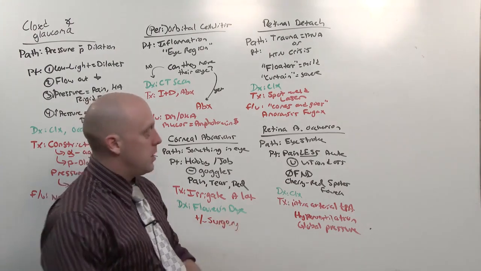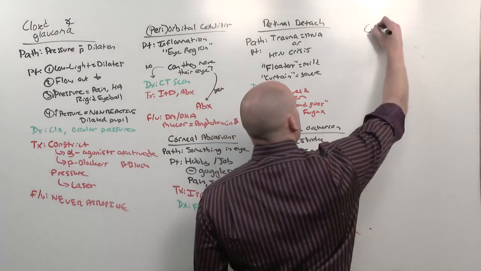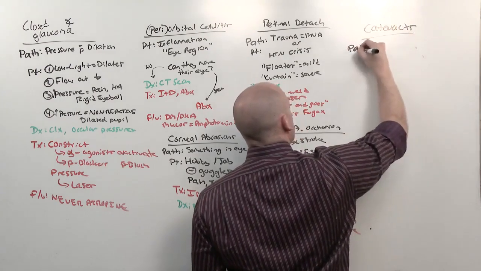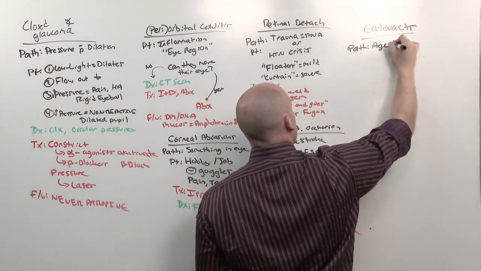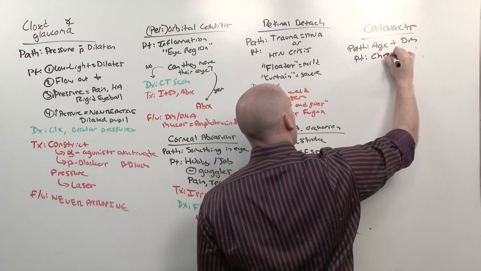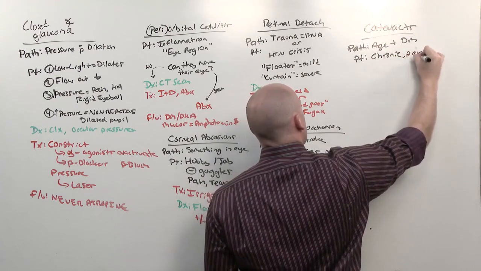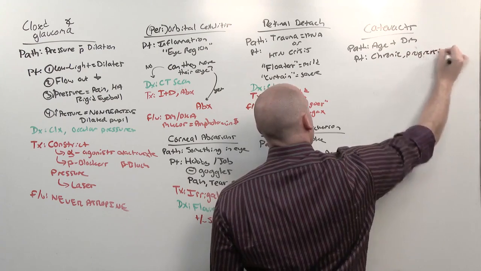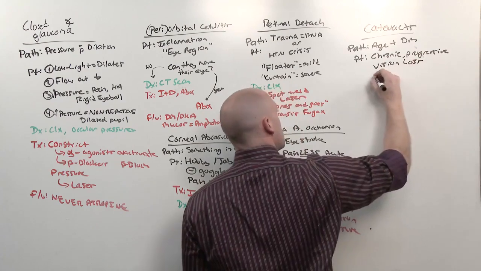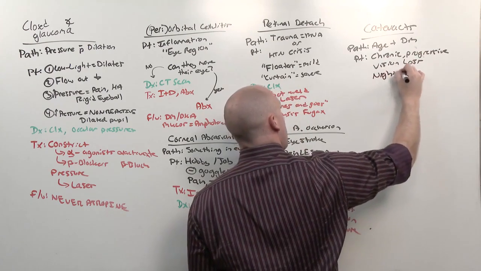We're almost done, getting to the end. Cataracts are next. Cataracts are caused by age and diabetes. What the person is going to complain of is a chronic progressive loss of vision. They also complain of difficulty with nighttime vision.